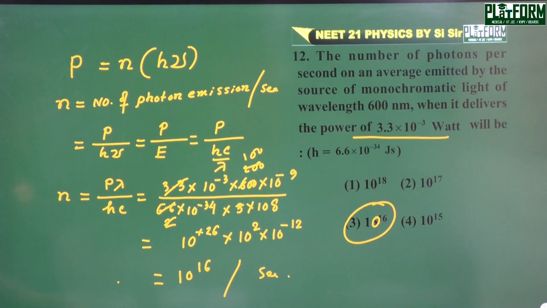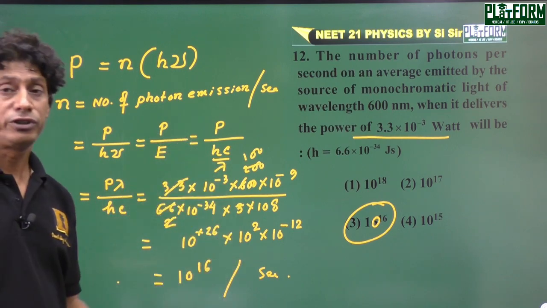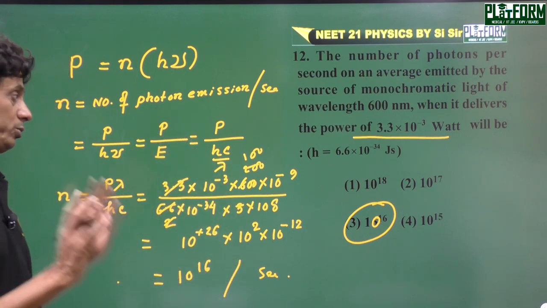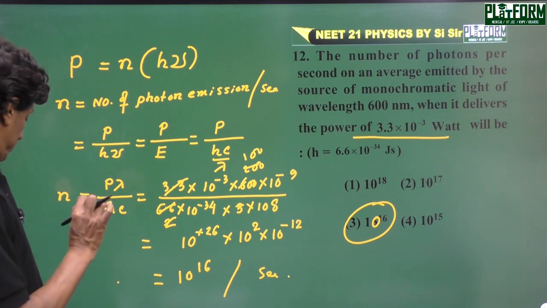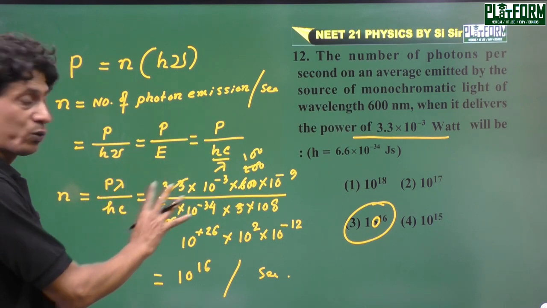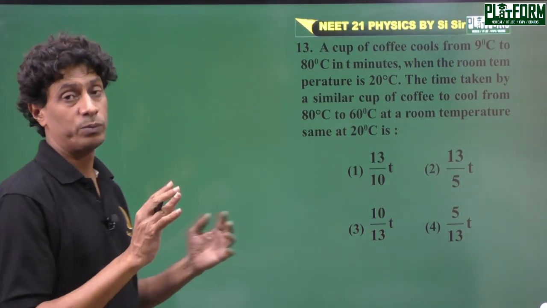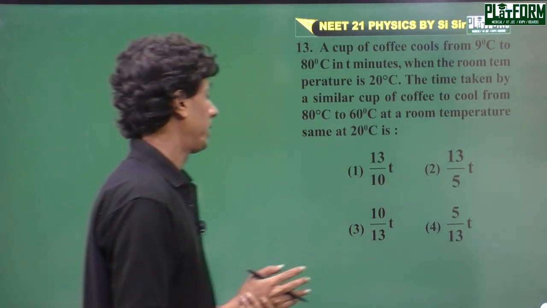Okay, this is the number of photons coming from the light source of power 3.3 × 10⁻³ watt. It is a little bit calculative, but you have to keep your mind cool during this calculation. Okay, and you just have to check the power of the 10.